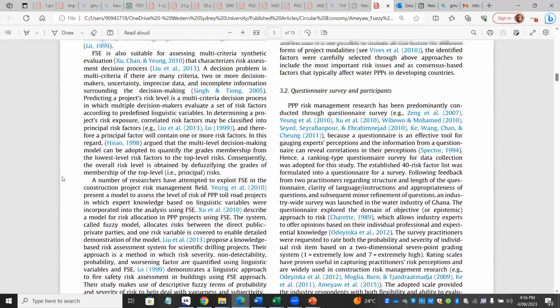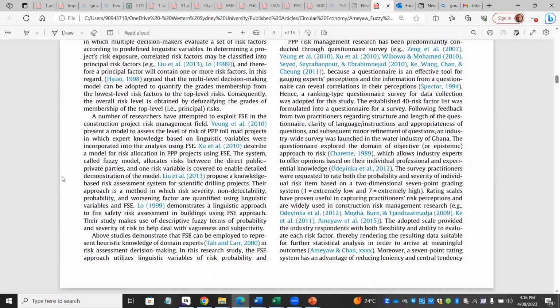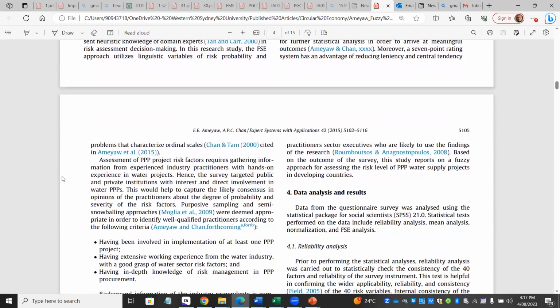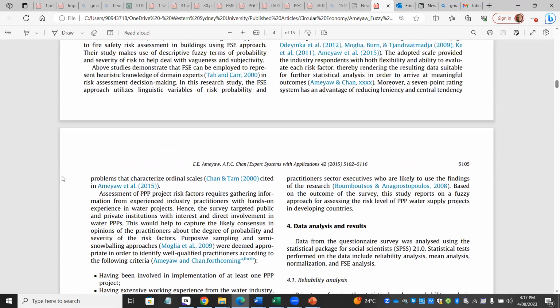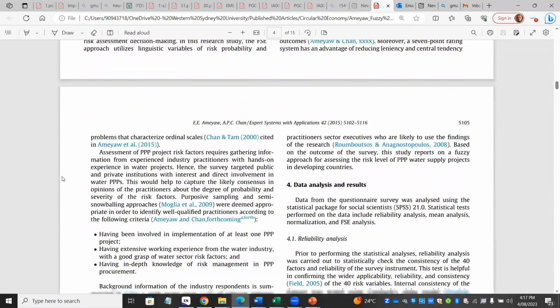And this study used a Delphi approach. So what is the Delphi approach? The Delphi approach is recently being used by many researchers in the construction industry. It's not entirely new. It has been around for some time, but I have seen a lot of researchers using it. So if you want to read more about Delphi, kindly read more about that.